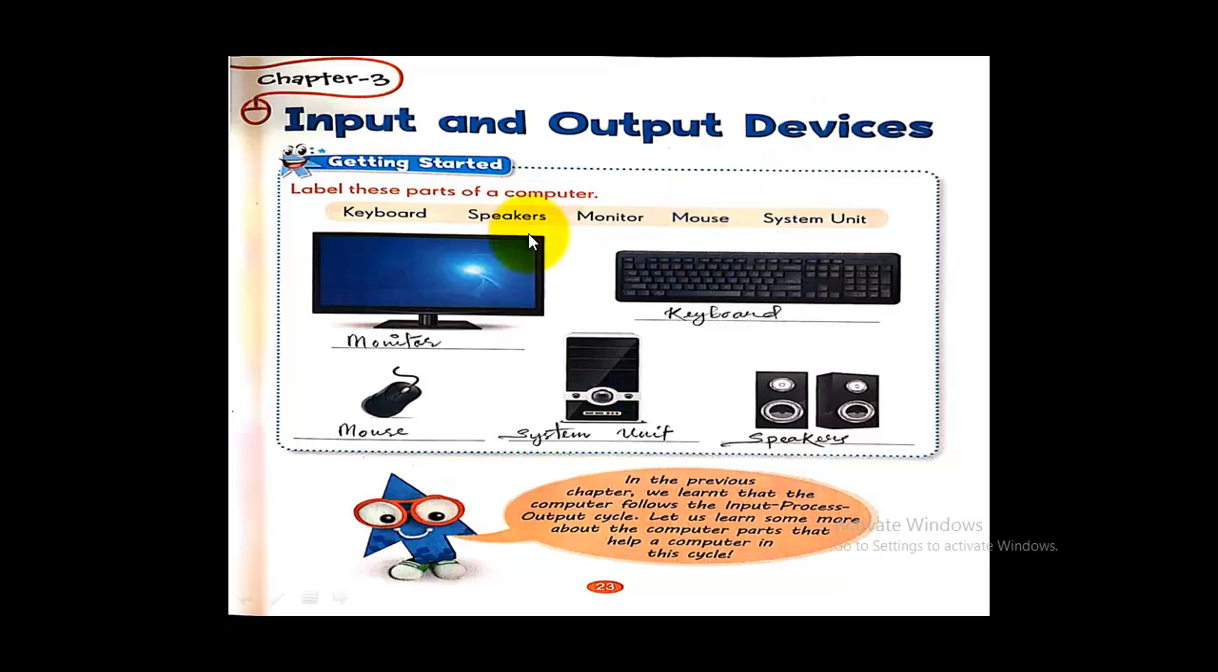Now before starting the chapter, let's see some parts of the computer. What is this part called? This is called monitor. I have already written here. And what is this part of the computer called? This is a keyboard. And what is this? This is a mouse. This is a system unit. You can also call it CPU. And these are the speakers.